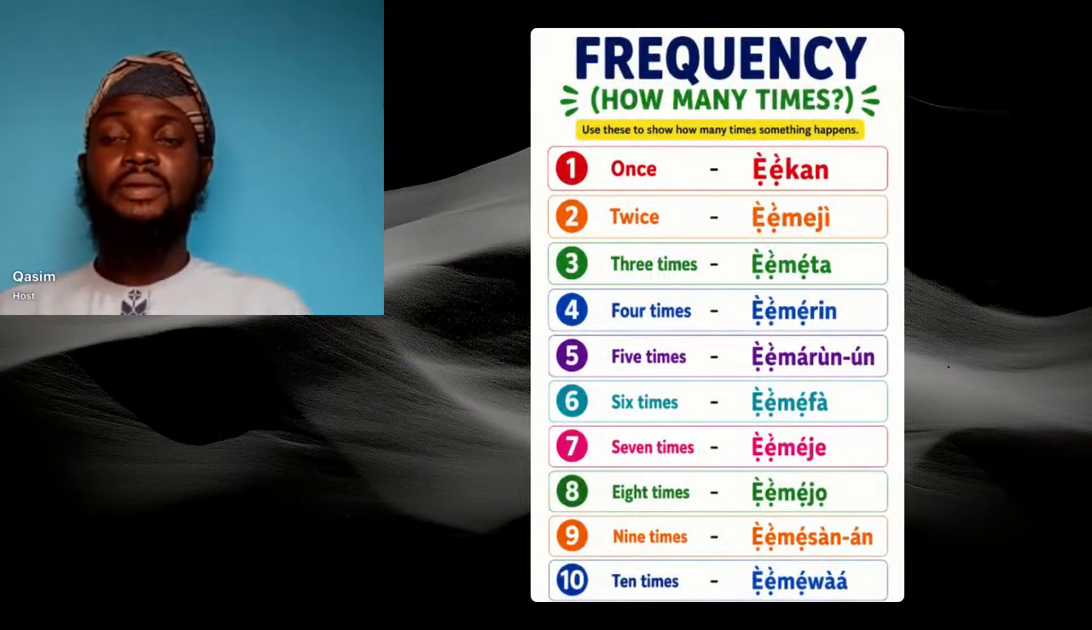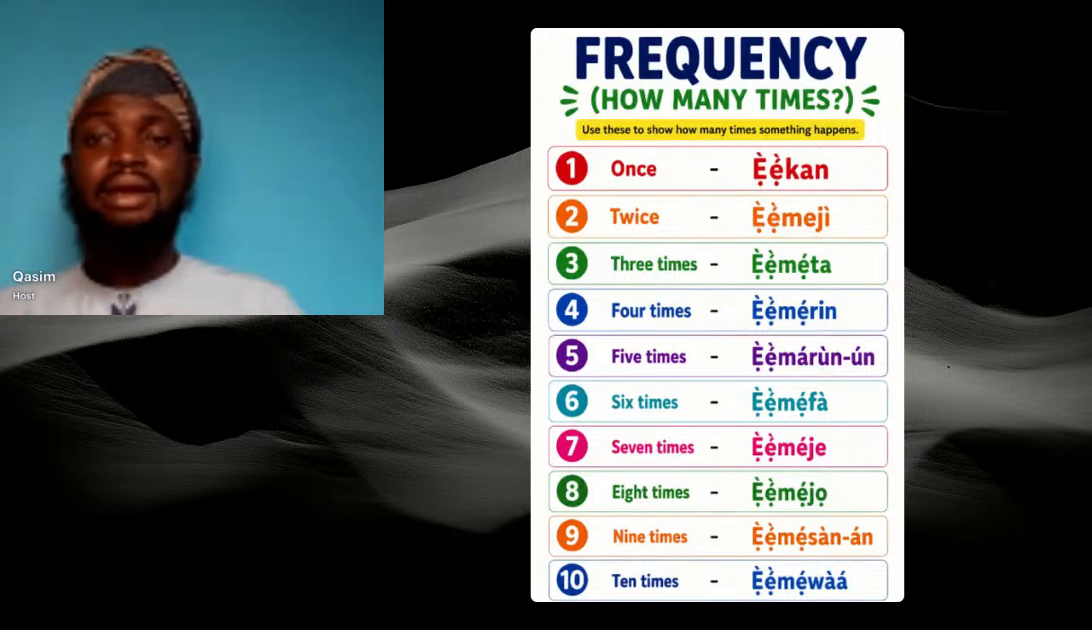If I want to say first position, I will say ipò kíní, ipò ìkíní, but we shorten the e at the beginning of ìkíní when saying it that way. You can say ipò ìkíní, or you say ipò kíní as first position. If I want to say second position, it will be ipò ẹ̀kejì, or ipò kejì. Third position, I will say ipò ẹ̀kẹta, or ipò kẹta. Fourth position is going to be ipò kẹrin, or ipò ẹ̀kẹrin.